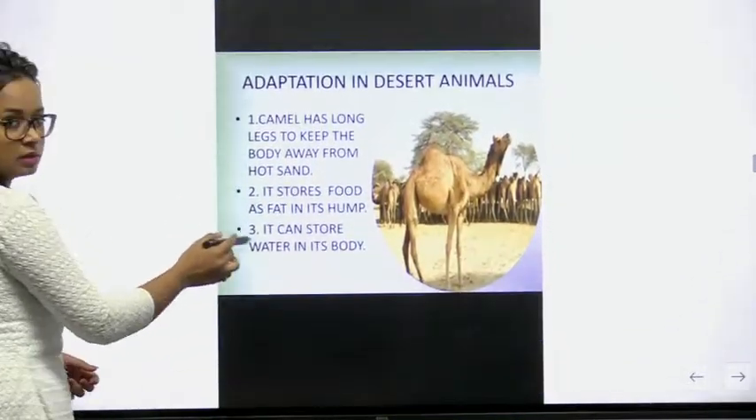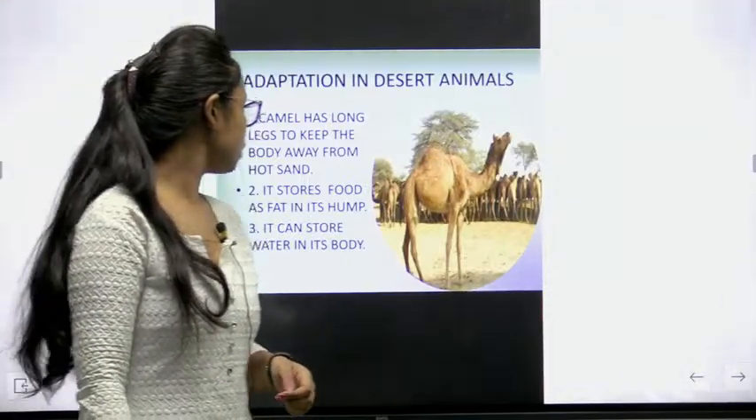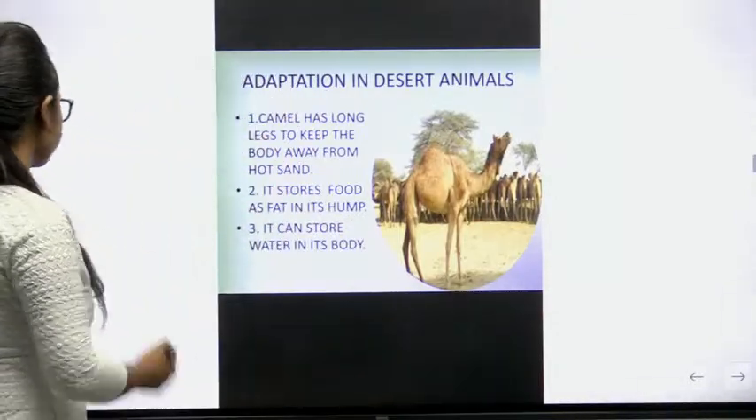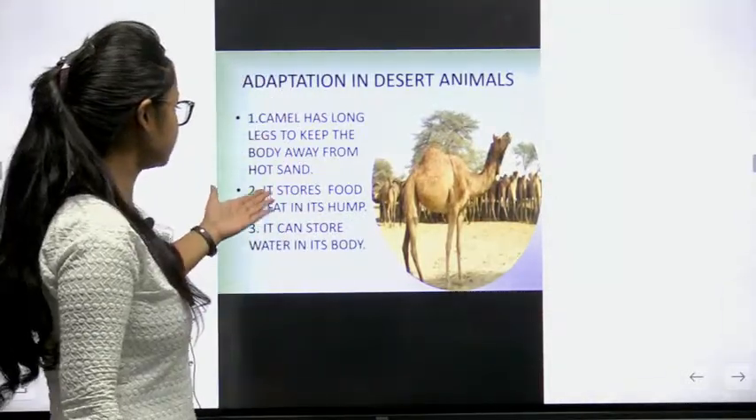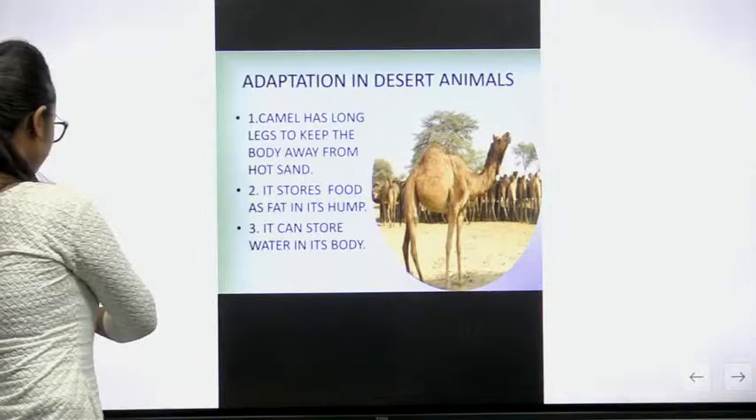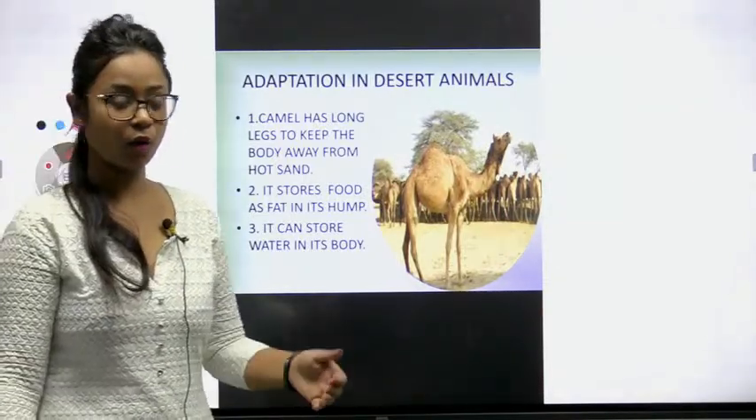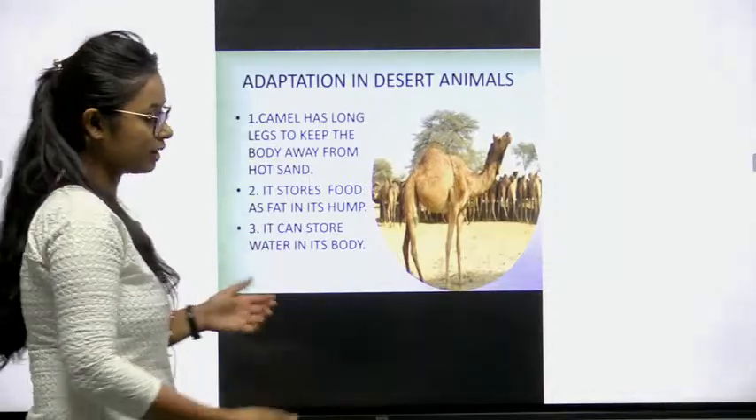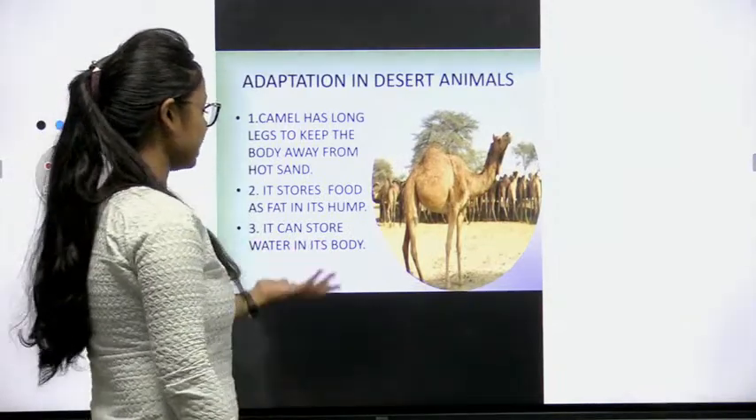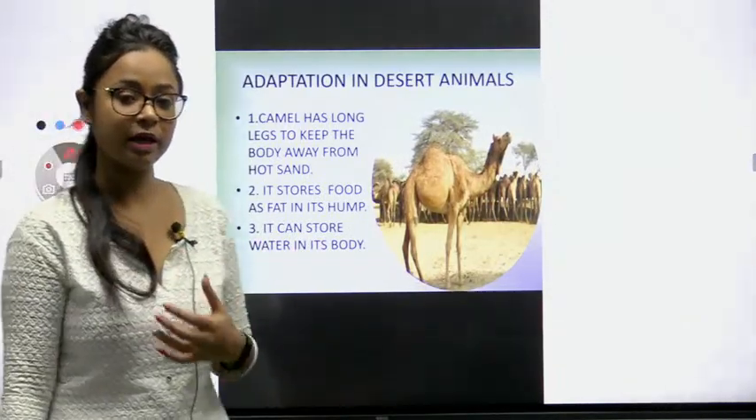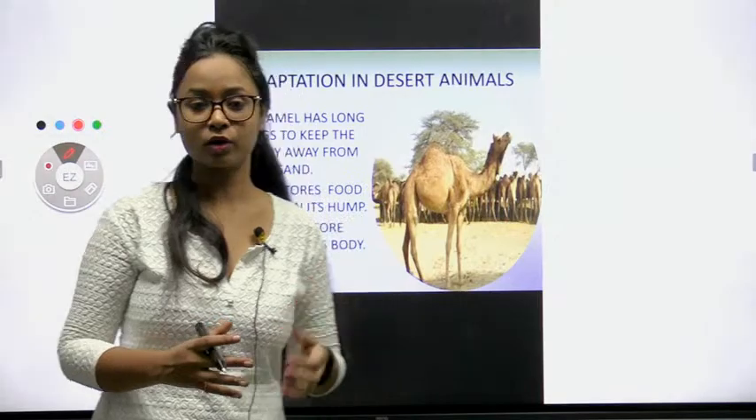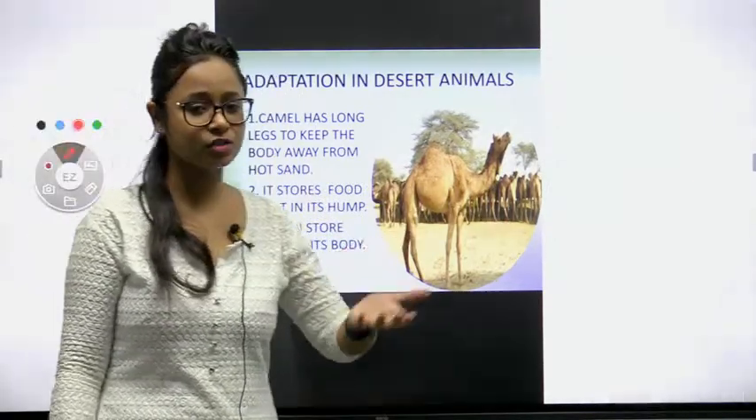Next, adaptation of desert animals. Camels have long legs. Now if we talk about animals, they have long legs which keep their body away from the hot sand. Now you all know the camels live in a desert. Their legs are long. Why? Because they protect their body from the extreme hot sand. Now they have a hump on their back. Why? They store food in that hump, and also they take a lot of water so that they can store the water in themselves.